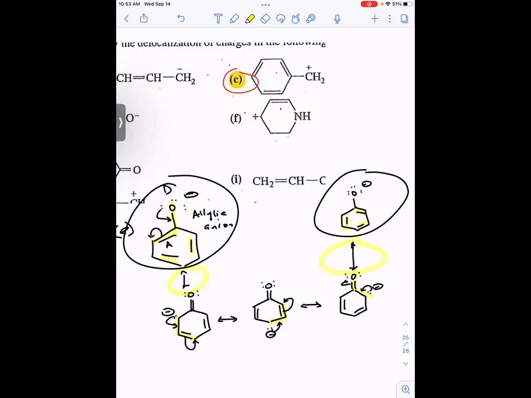Sometimes you'll have a situation where you have resonance forms that don't contribute very much because they have too much charge, or the overall structure compared to the original might not be palatable. But yeah, the more resonance forms you can draw, the more you can delocalize the electrons, the better, because it's going to increase the stability.